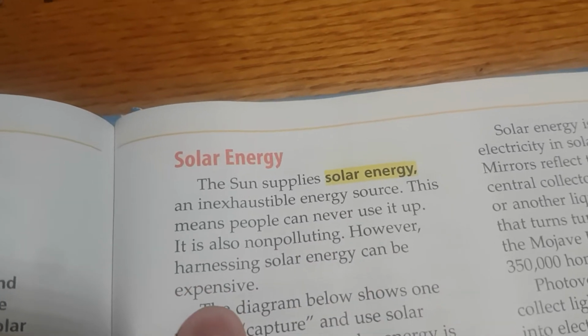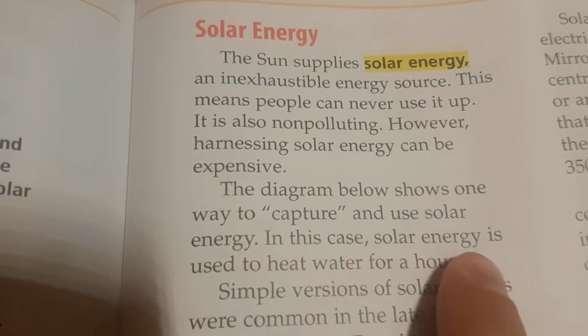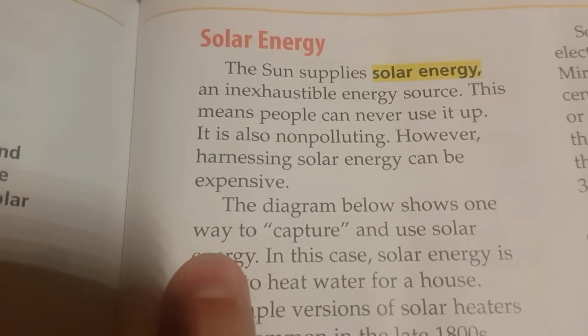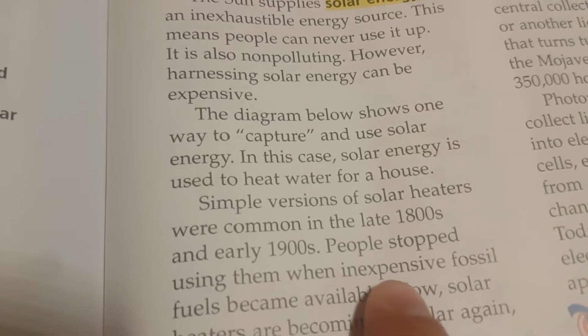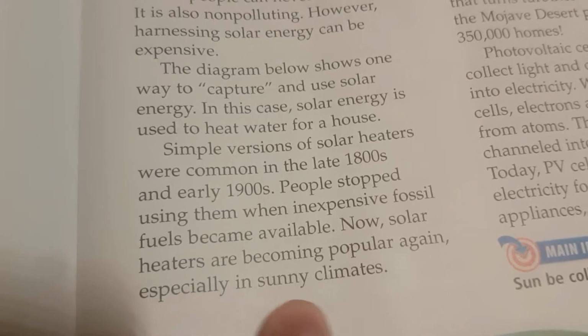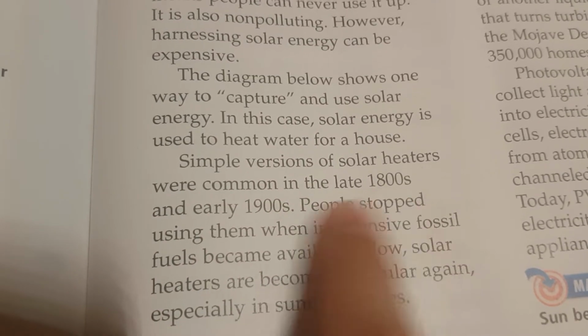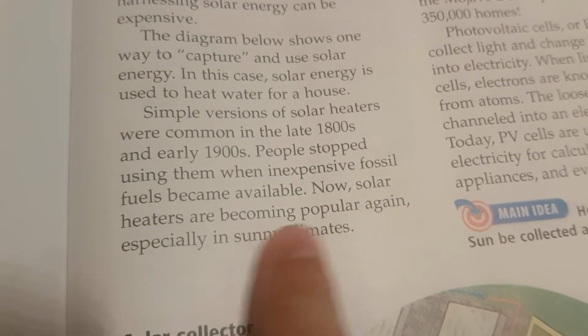However, harnessing solar energy can be expensive. Oh hey, that's what we just talked about down there. The diagram below shows one way to capture and use solar energy. In this case, solar energy is used to heat water for a house. So, let's see. One way, heat water. Simple versions of solar heaters were common in the late 1800s and early 1900s. People stopped using them when inexpensive fossil fuels became available. Now, solar heaters are becoming popular again, especially in sunny climates. So, were common in the 1800s, stopped using when fossil fuels became available, now becoming popular again.